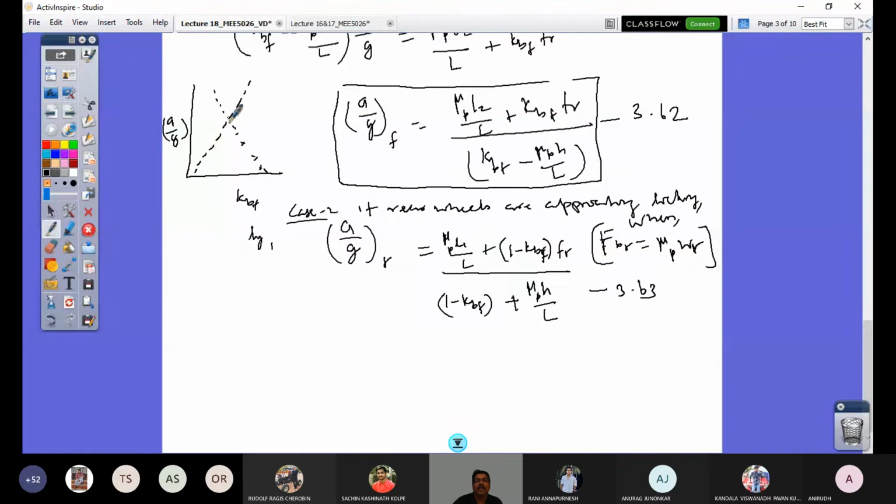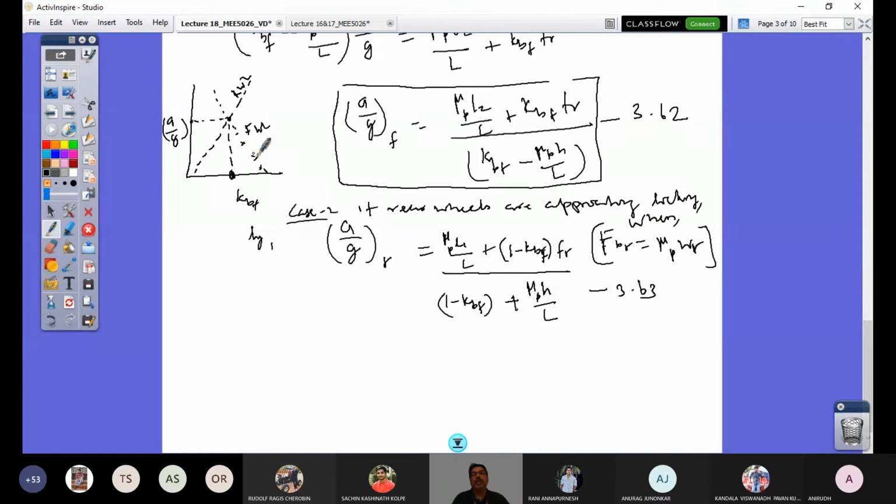Where they are intersecting, that is the point where you would have your expected K_BF, so that both the wheels lock simultaneously. This dotted line is the rear wheel lock, and this is for the front wheel lock. If your K_BF value corresponds to this, the corresponding A by G value achievable is the optimum or 100% braking efficiency scenario, or ideal braking condition.